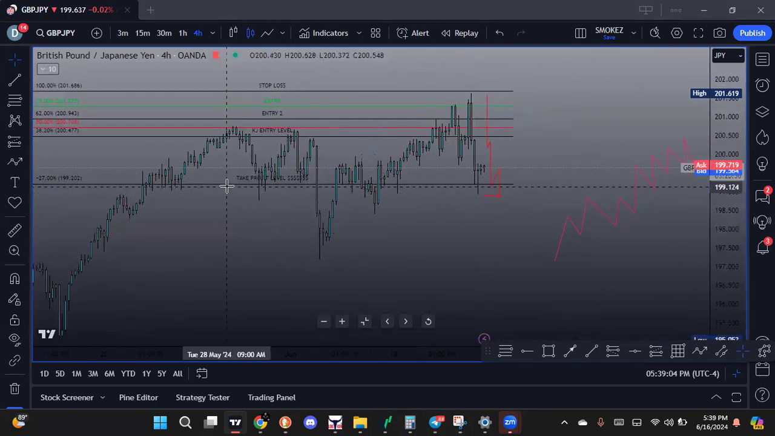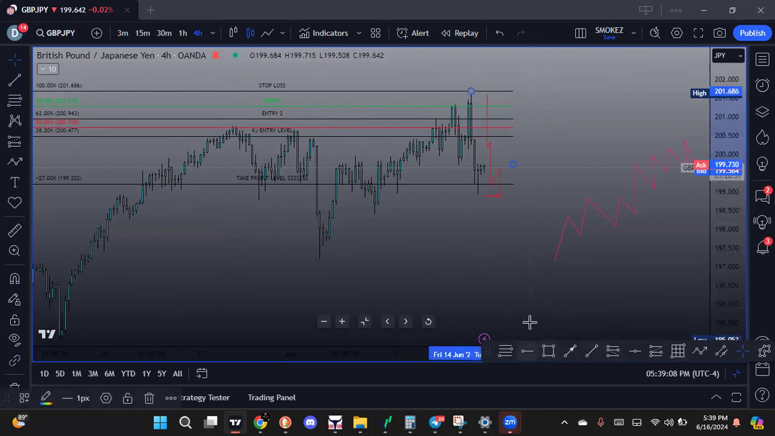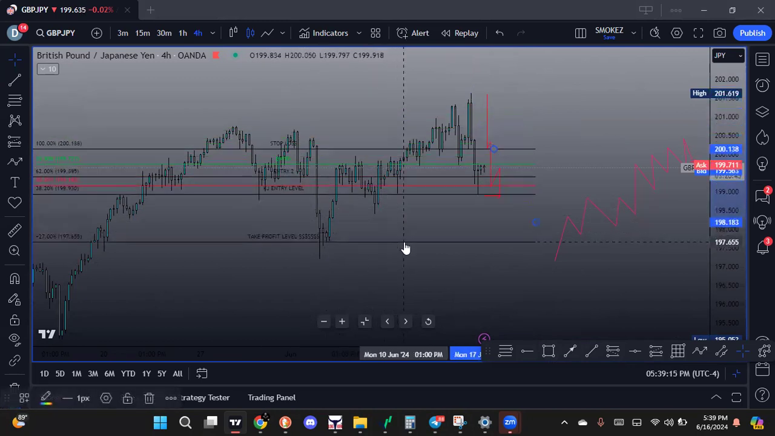So we want to eliminate unnecessary losses. Keep things as simple as possible, right? I want to delete this.